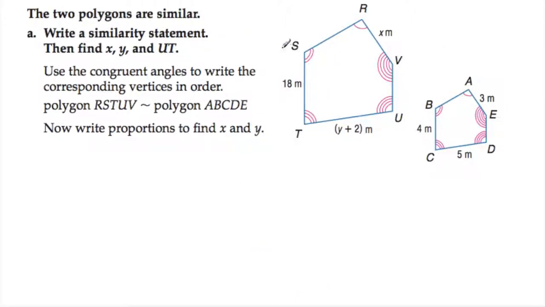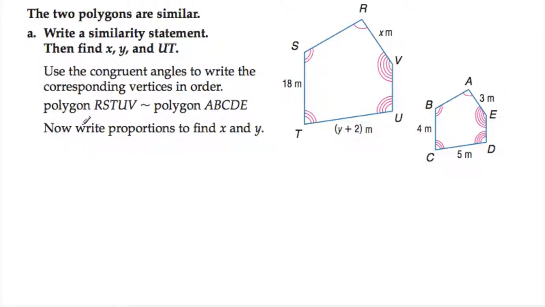Of course, we don't just need to look at triangles, we can look at other polygons as well. So we want to write a similarity statement and then find x and y. RSTUV is similar to ABCDE. And now we want to write out the proportions for x and y to solve for x and y.